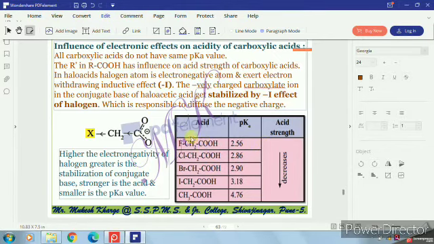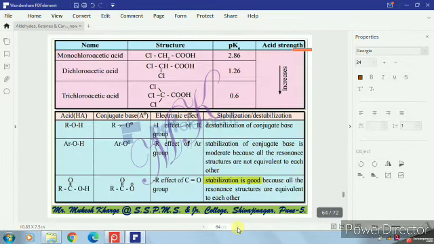As we go from fluorine to chlorine to bromine to iodine, the value of pK goes on increasing, and among all these halo acids, fluoroacetic acid is strongest and iodoacetic acid is weakest, and all these are more acidic than acetic acid. So this is about the influence of electron withdrawing groups, mainly halogens, on your acidic strength.